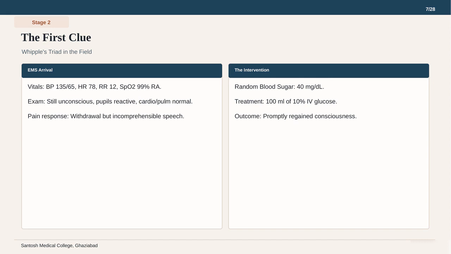The medics immediately administered 100 milliliters of 10% intravenous glucose. Following this treatment, the patient promptly regained consciousness. This sequence of events perfectly satisfies the expert's mandate from our previous discussion. Let us examine how our medical team interprets this undeniable proof of a low blood sugar event.